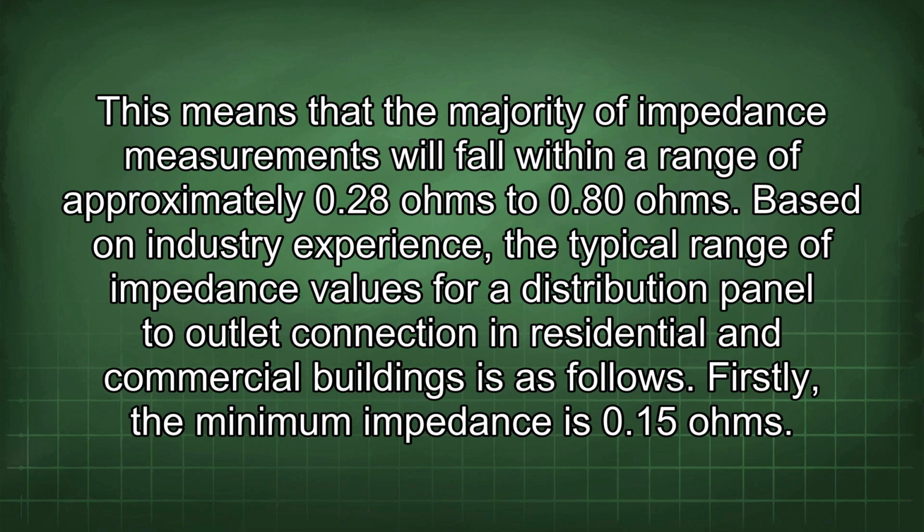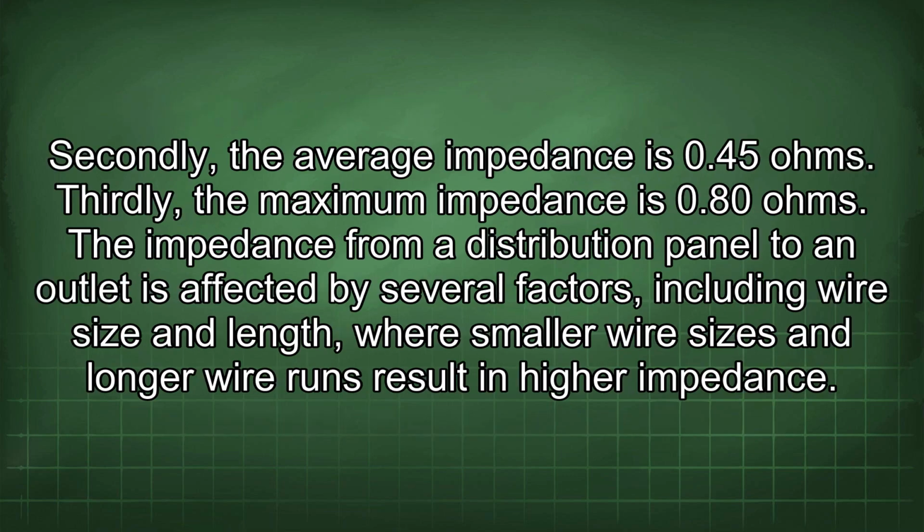Based on industry experience, the typical range of impedance values for a distribution panel to outlet connection in residential and commercial buildings is as follows. Firstly, the minimum impedance is 0.15 ohms. Secondly, the average impedance is 0.45 ohms. Thirdly, the maximum impedance is 0.80 ohms.